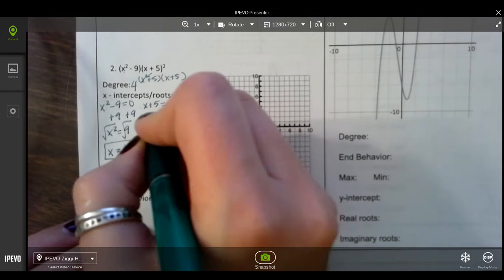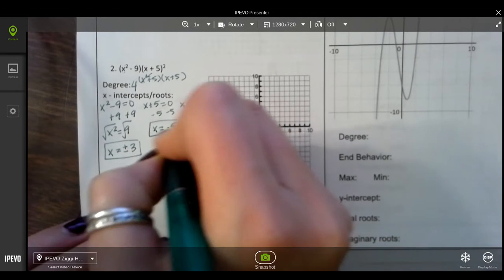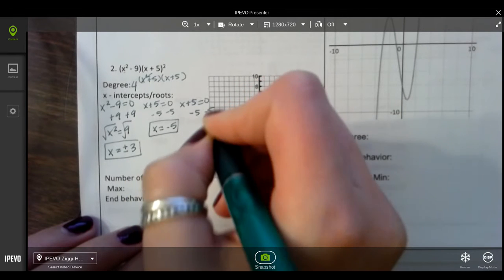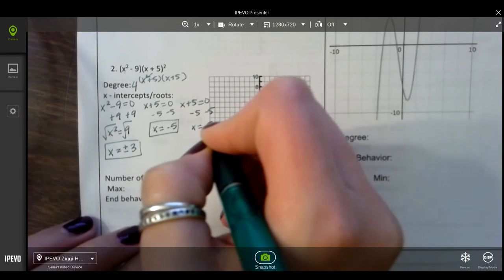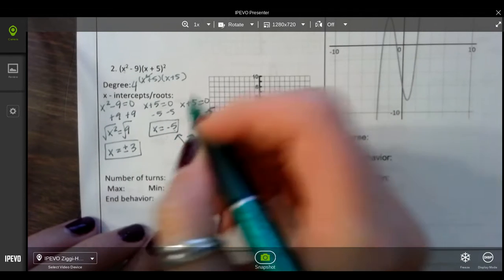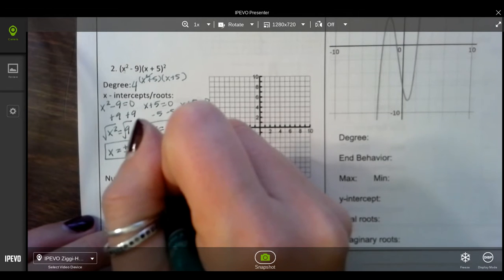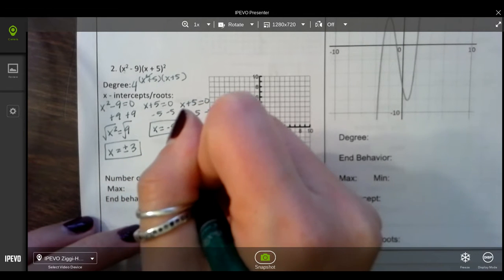So then this next one, I have to subtract 5 from both sides. I get x equals negative 5. And my last one, subtract 5 from both sides, x equals negative 5. Well, these are the exact same. So remember, when we have the same root, we bounce.